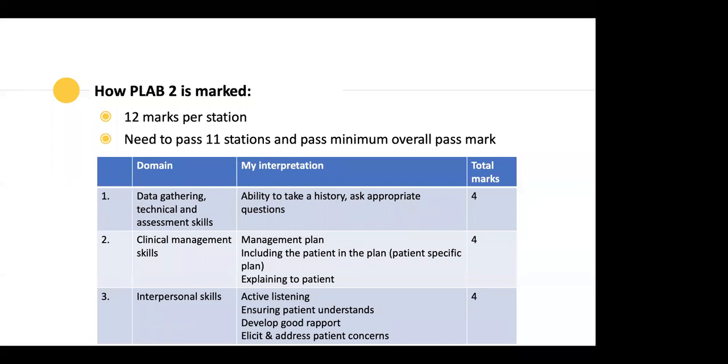Some stations themselves might ask you to demonstrate clinical skills as well, which I think forms part of this section. In terms of interpersonal skills, like I've said before: active listening, ensuring the patient has a good understanding, developing a good rapport, and eliciting and addressing patient concerns.